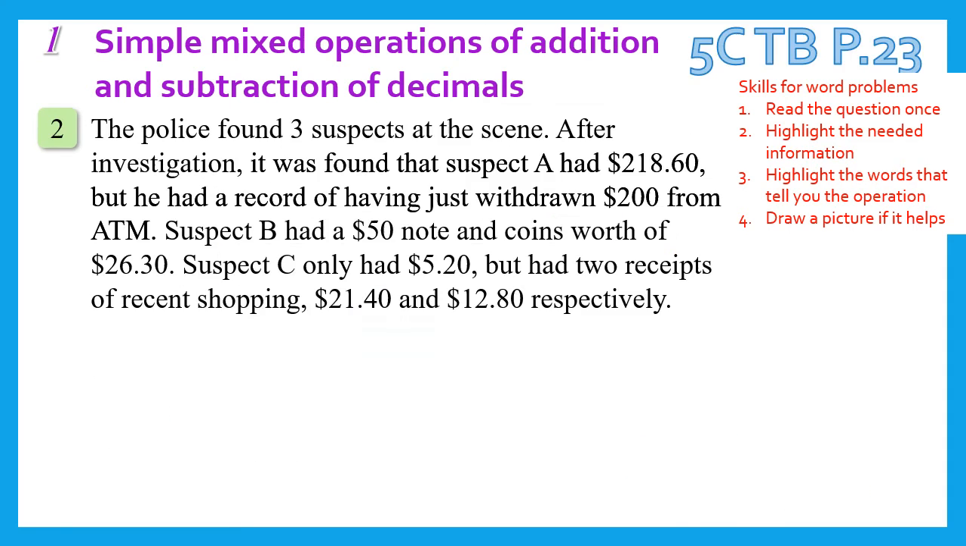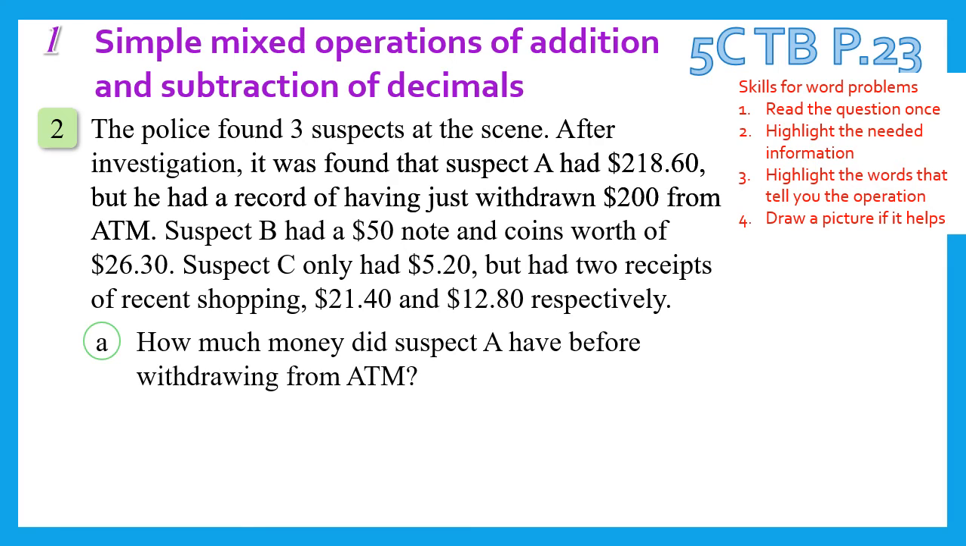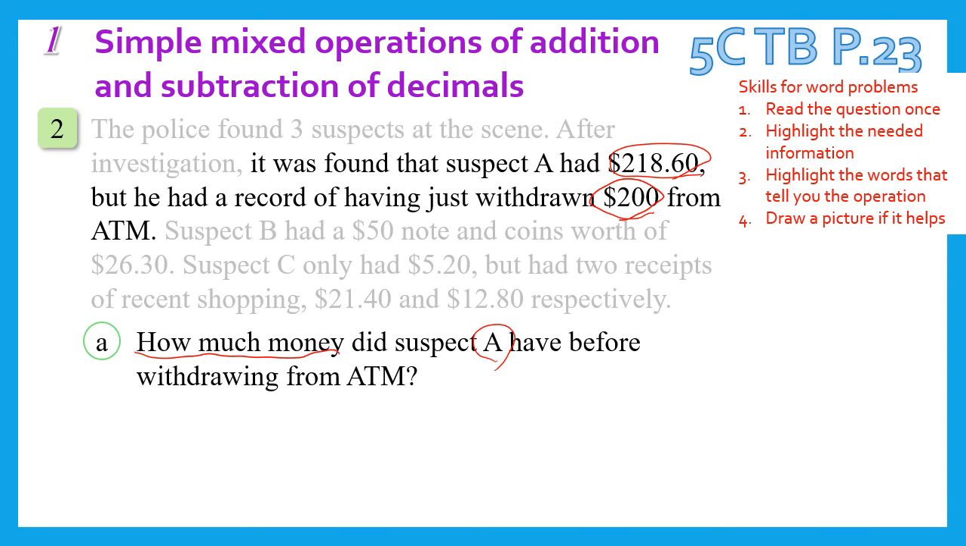And then before we do the calculation, we have to read the question. So we have to do it one by one. For question 1, the question is how much money did A have before withdrawing from the ATM. So we have to circle the information that we need for A. Okay, so it is these two numbers, because these two are related to A.